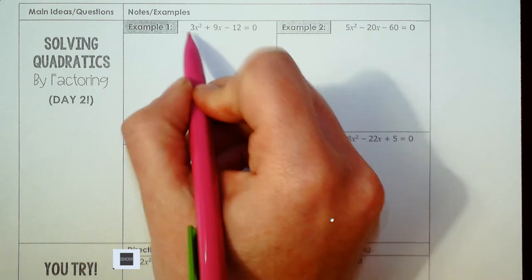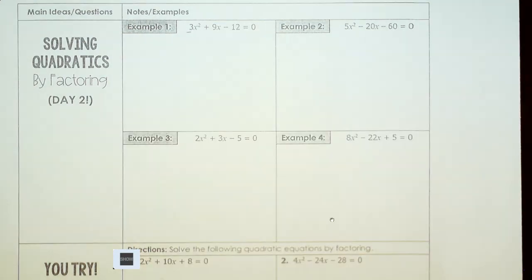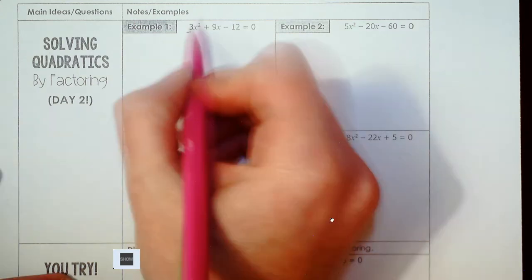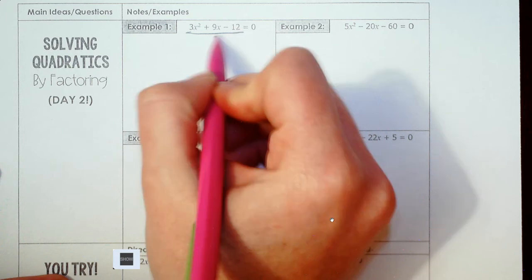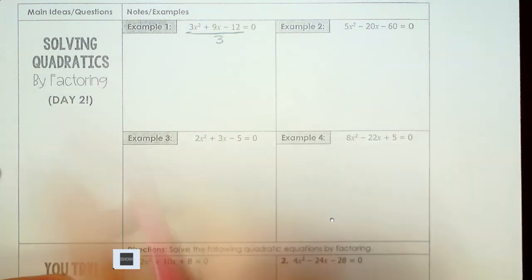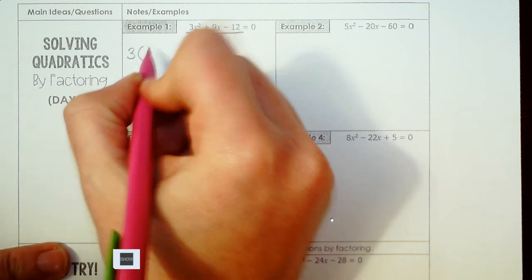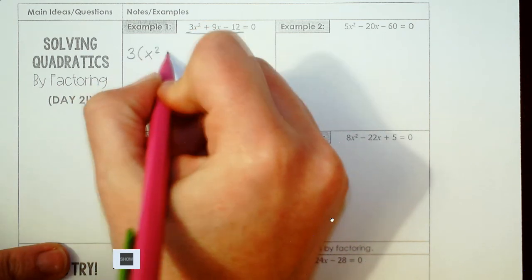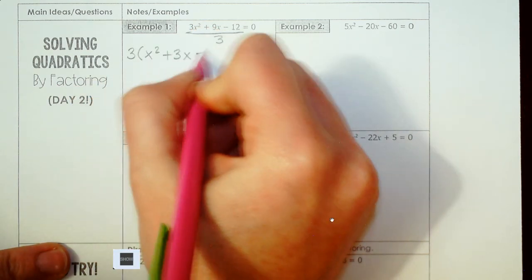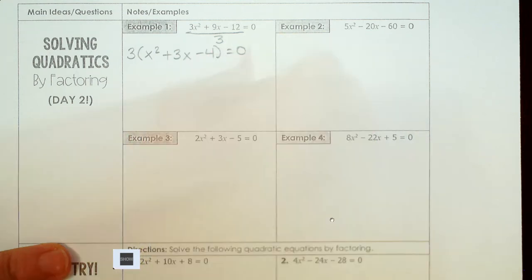This first problem is a trinomial, but there's a number out front. So first thing we need to do is see if there's a GCF. And in fact, 3 is the GCF. So we're going to divide this by 3. 3 goes on the outside. Your new trinomial, which would be x squared plus 3x minus 4, goes on the inside. Make sure you keep that equal 0.